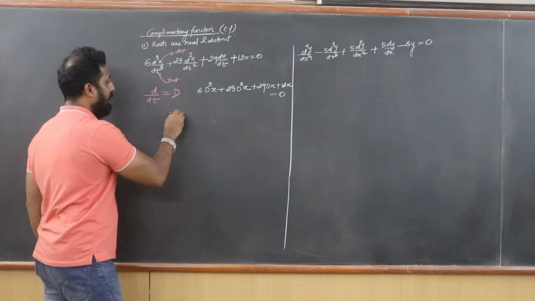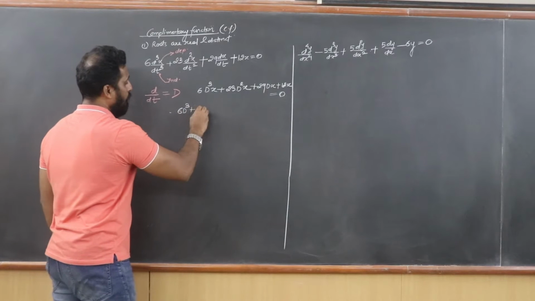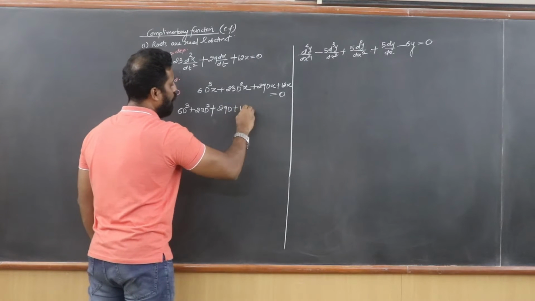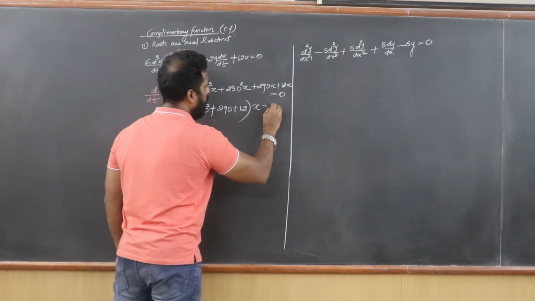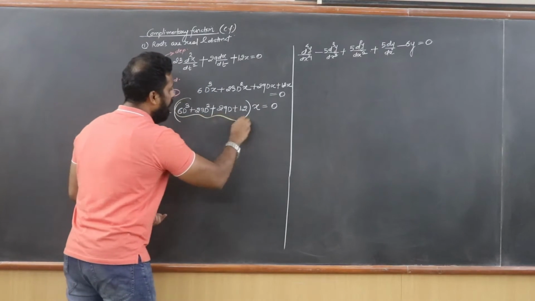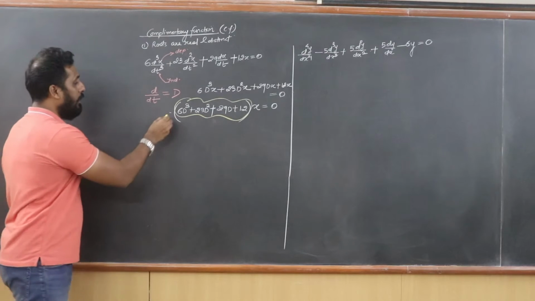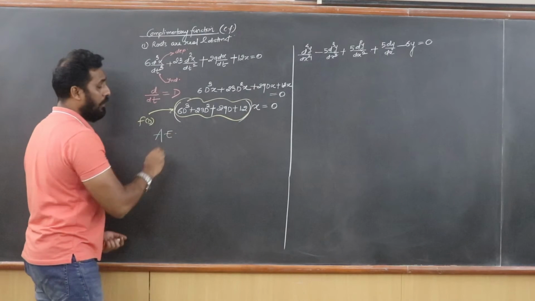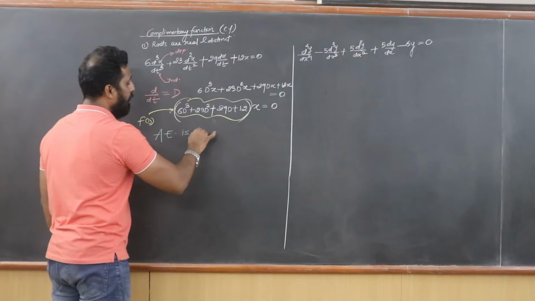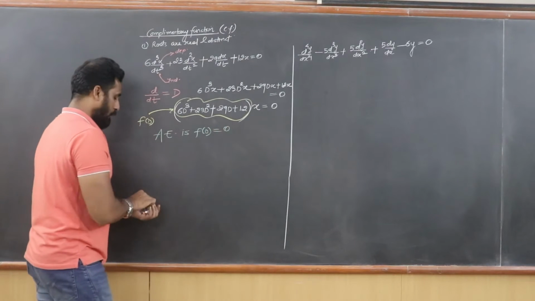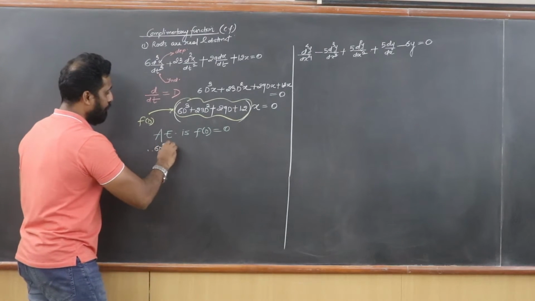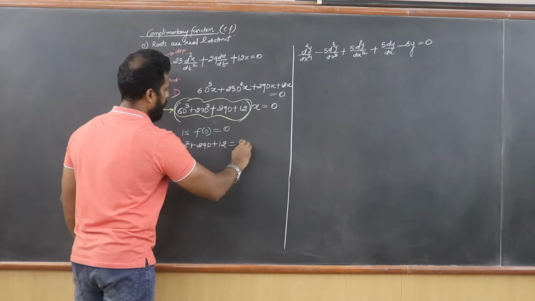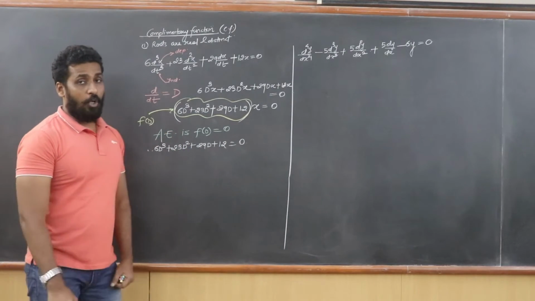Obviously x is common, so let's take x out common from here. So I get (6D cube plus 23D square plus 29D plus 12) x equal to 0. This entire function of D is f(D), and we all know that the auxiliary equation, or the associated equation, is given by f(D) equal to 0. So I'll simply write 6D cube plus 23D square plus 29D plus 12 equal to 0. That's my equation. Now my job is to find the factors.